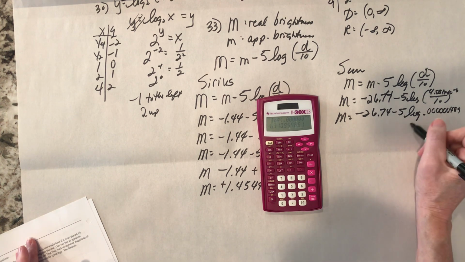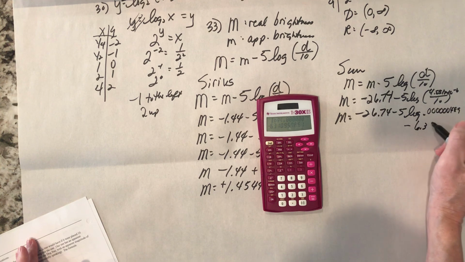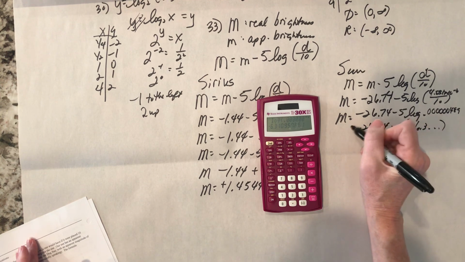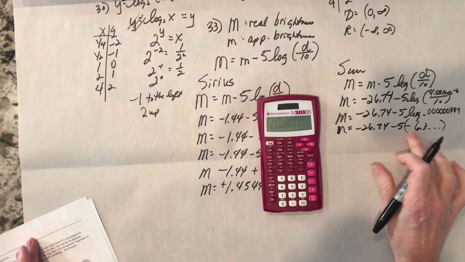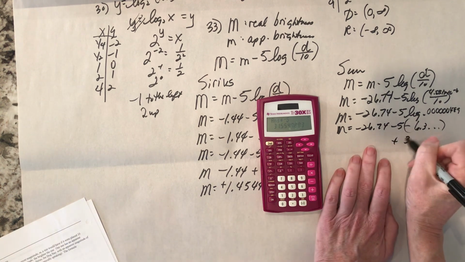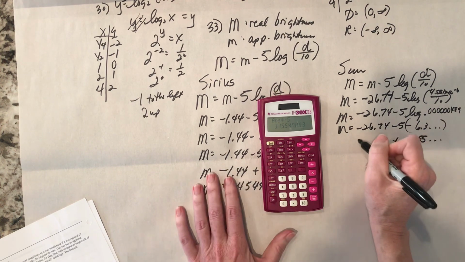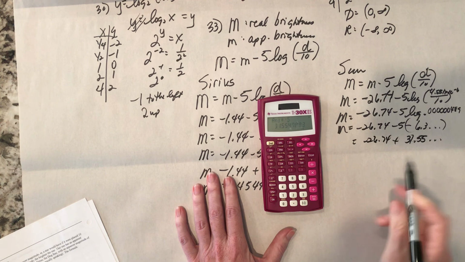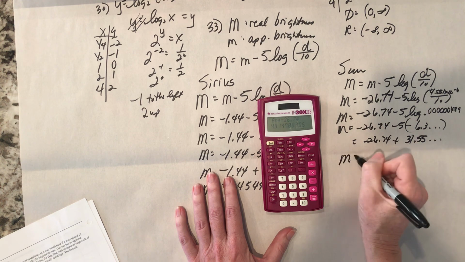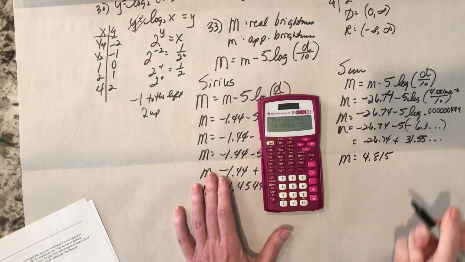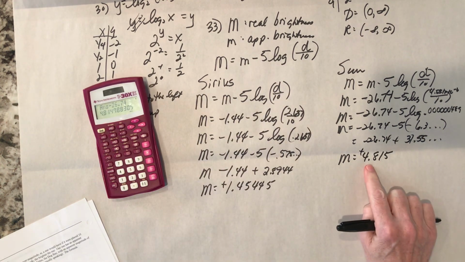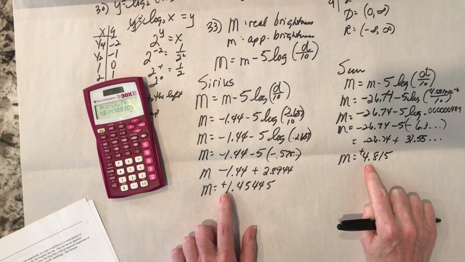Take the log of that, and I'm getting -6.3 and some change. I'm just going to leave it like that. And then I've got to multiply now times -5. That gives me a plus 31.55 blah blah blah. Then I'm going to subtract 26.74 from that, and I'm getting 4.815, with a plus sign there. I'm not too concerned about how you round. So the sun has a 4.815, Sirius has a 1.45.